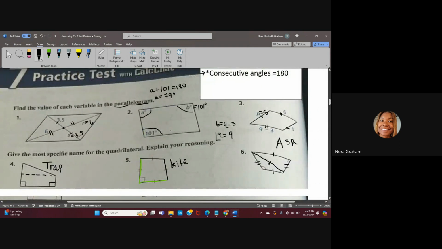Okay. So this one's a parallelogram. And I'll just put, you guys get the point. Parallelogram. I don't like drawing with or writing with this pen. It's not made for writing.